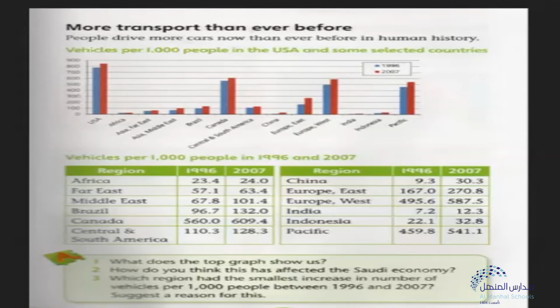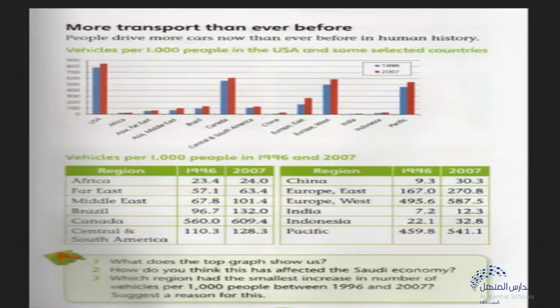It's actually the same graph. It's just explaining to you how many people were driving. Okay, so the bar graph at the top, the explanation is there at the bottom of the page. Okay? Africa in 1986, 23 people per thousand people were driving. In 2007, only 24 people were driving.